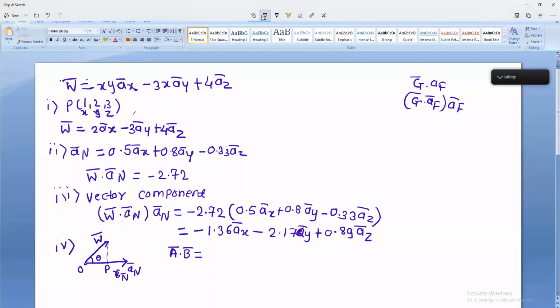What is A bar dot B bar? A bar dot B bar is equal to magnitude of A bar into magnitude of B bar into cos theta. Now tell me how this formula will become in terms of this A bar dot B bar. Which are the vectors here?